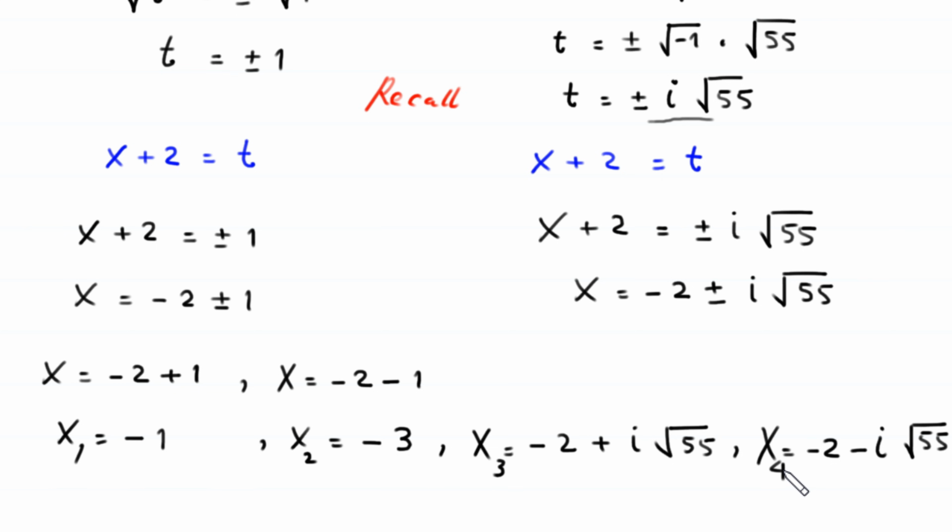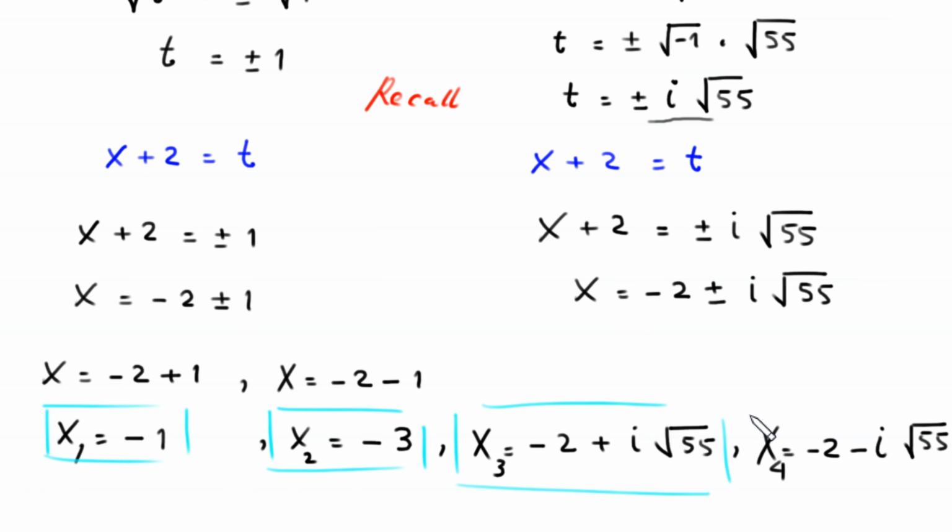So we have four solutions for this equation: negative 1, negative 3, negative 2 plus i times root 55, and negative 2 minus i times root 55.